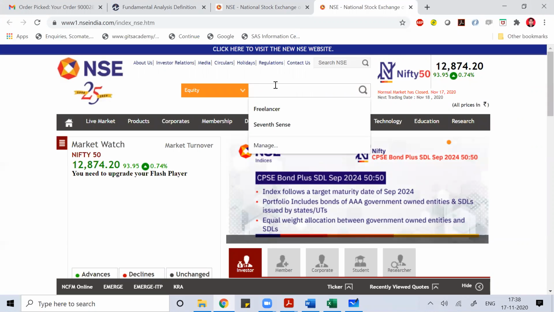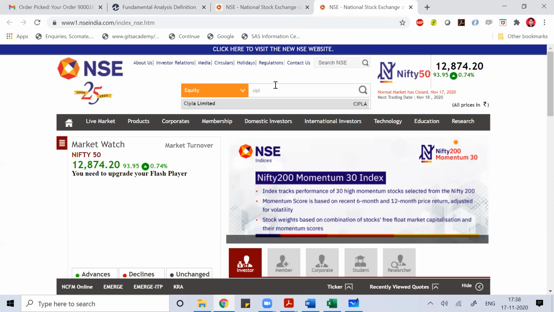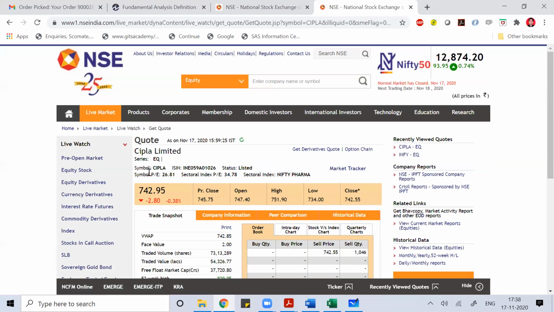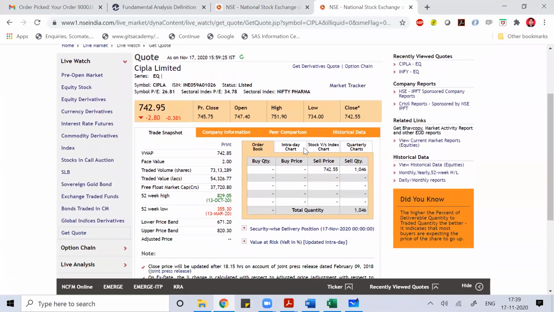Now here you choose any stock. Let's suppose Cipla. Now suppose this Cipla, you can see this company. What is the face value? Face value of the company is 2 rupees. It means that tomorrow if this company goes bankrupt, they will give only 2 rupees per share to the shareholder.